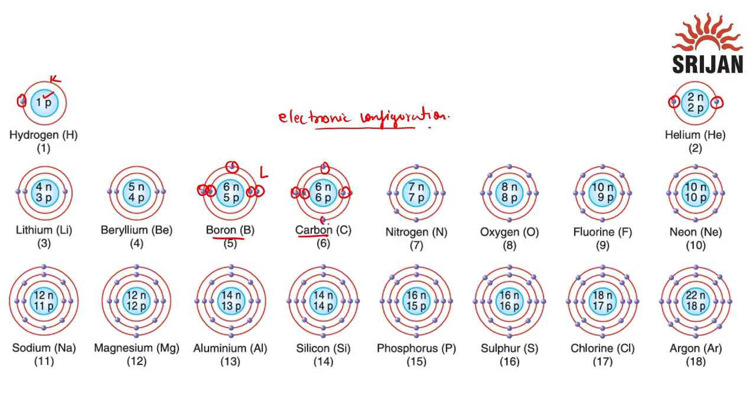Now this filling goes on. Nitrogen will have 5 electrons in the outermost shell, oxygen will have 6, and fluorine will have 7 electrons in the outermost shell. Neon, a noble gas, will have the maximum, a completely filled outermost shell with 8 electrons. So this is the electronic configuration and filling of electrons in different elements and shells. I hope this topic is now clear to you. Thank you.